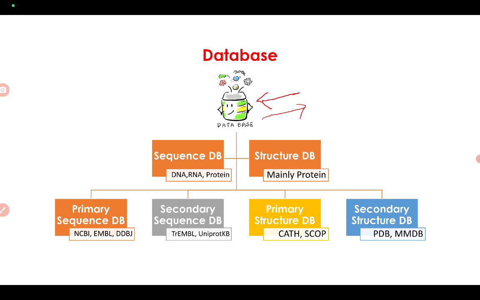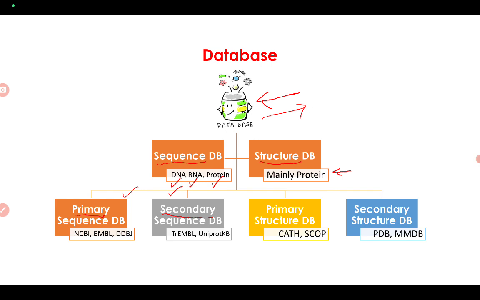There are two kinds of database available in bioinformatics. One is known as sequence database, another is known as structure database. In case of sequence database, most of the things are related to RNA, DNA and protein sequences, while in case of structure database, most of the time the structure data is of proteins. Other than that, DNA structure databases are also available, but most of the time we are dealing with protein databases. If I further classify the sequence database, there are two kinds: primary sequence database and secondary sequence database.